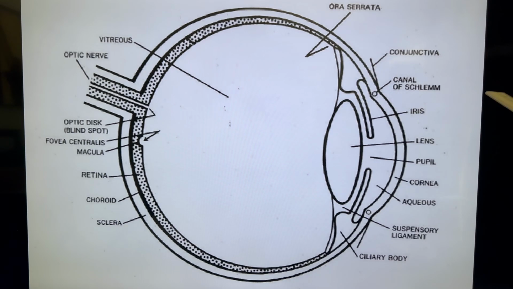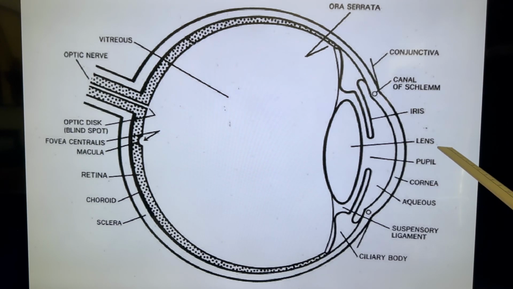Then moving down, we have the iris, right here. The iris is the colored portion of the eye. Mine are described on my driver's license as hazel. It controls light regulation in the eye by adjusting in size to change the size of the pupil.